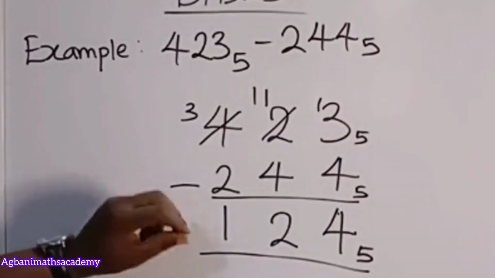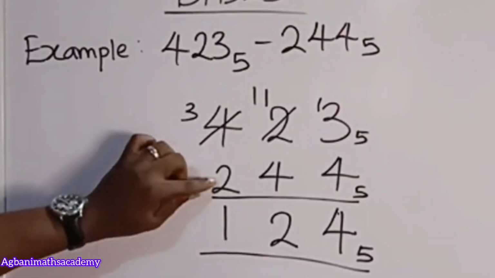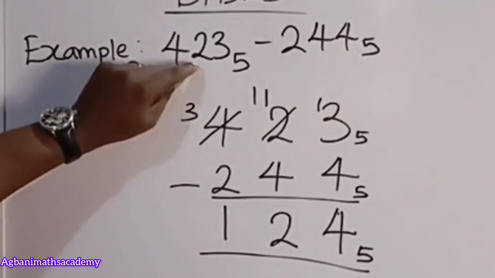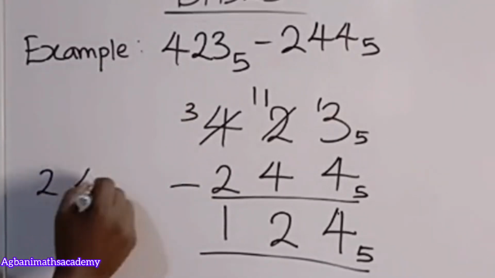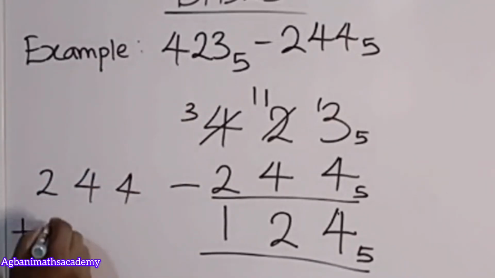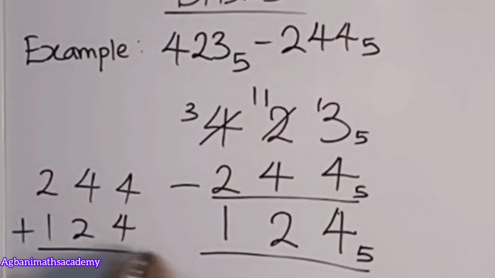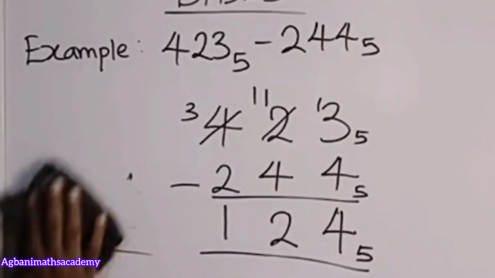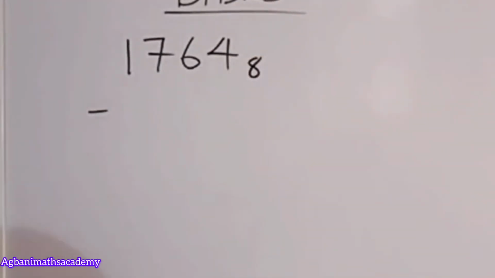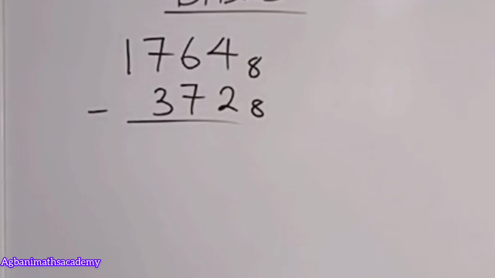So for you to confirm that we did the right thing, if you add this and this together, you are supposed to get this. So if you do 244 plus 124, you are supposed to get this number here. Let me leave one classwork here. So try out this question.